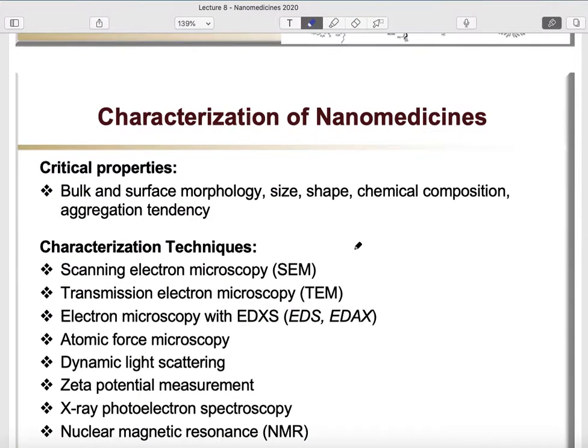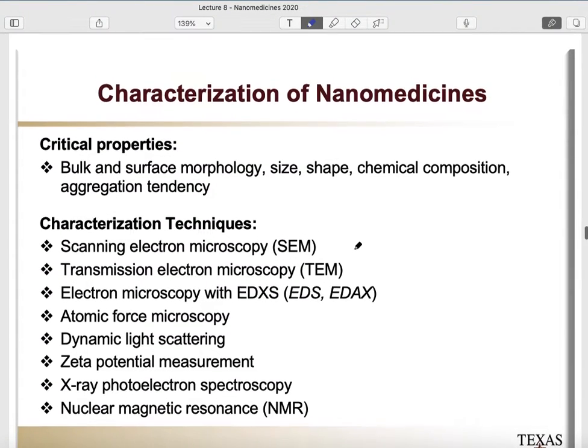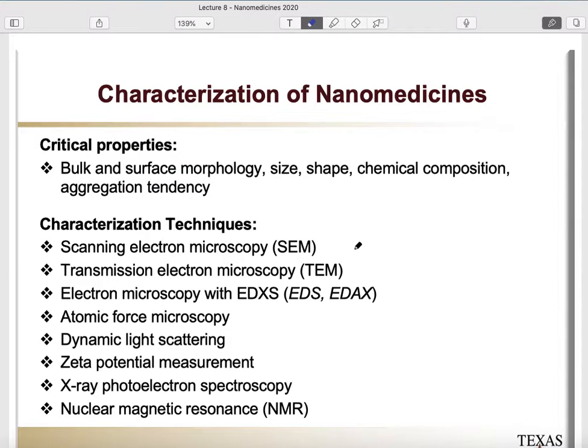In terms of the characterization of nanomedicines, we're going to be interested in properties such as the size, the morphology, the shape, the chemical composition, and the tendency to aggregation. And to study those, the characterization techniques are listed here. They typically include electron microscopy methods. And it would also include elemental analysis for composition, atomic force microscopy to look at the size and morphology or topology of that material on a surface, dynamic light scattering for looking at the size of these particles in suspension.